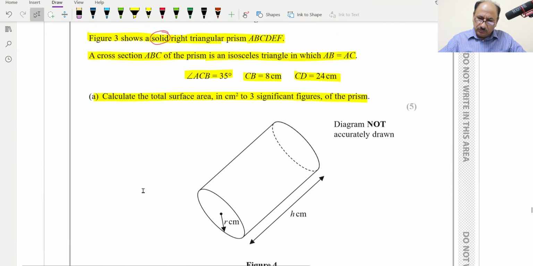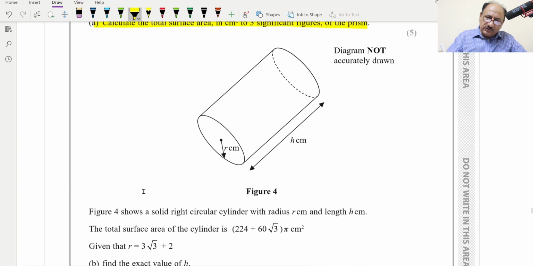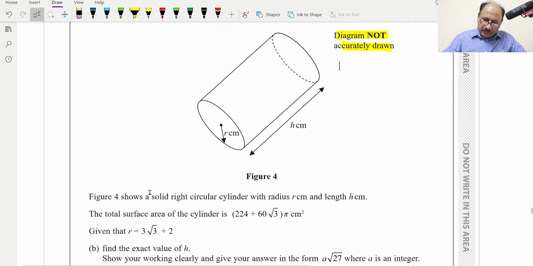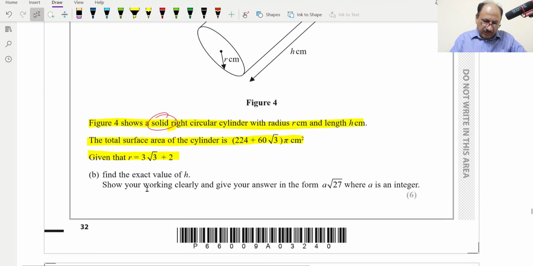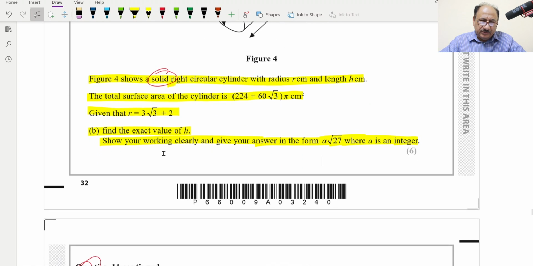B part says: another diagram is provided which is not accurately drawn, and figure 4 shows a solid right circular cylinder with radius r centimeter and length h centimeter. The total surface area of the cylinder is given, and r is also provided, and find the exact value of h. Show your working clearly and give your answer in the form a root 27, where a is an integer.